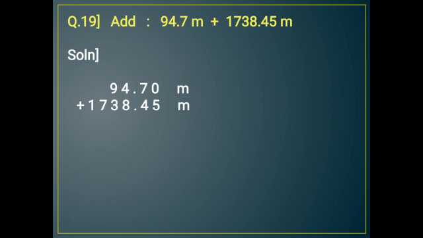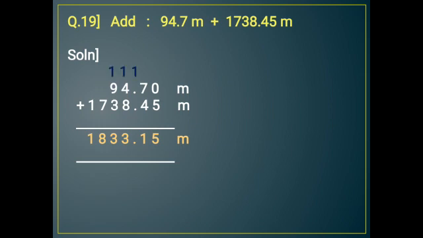Here see how I have arranged, decimal point should come in a straight line. So 0 plus 5 is 5, 7 plus 4 is 11. So 1 down, 1 carry forward, then decimal point, then 4 plus 8 plus 1 is 13, 3 here, 1 carry. Then 1 plus 9 plus 3 is 13 again. 3 down, 1 carry. 7 plus 1 is 8 and 1 will come as it is. So the answer is 1833.15 meter.